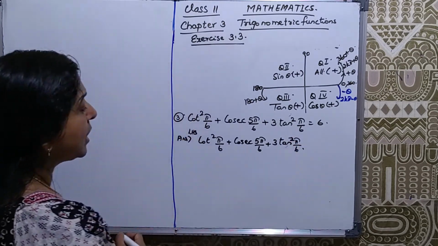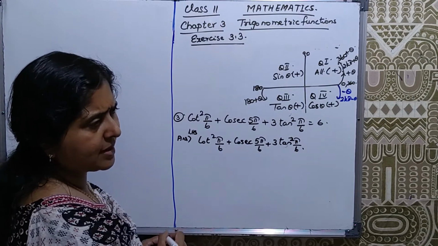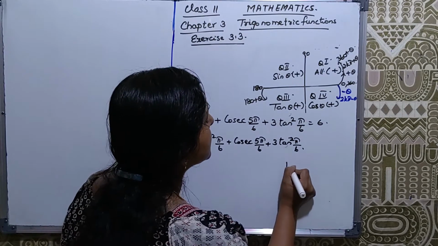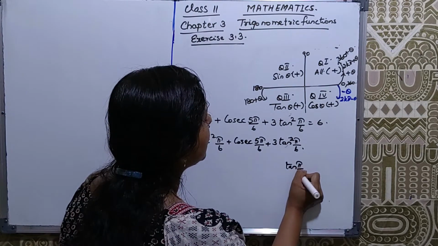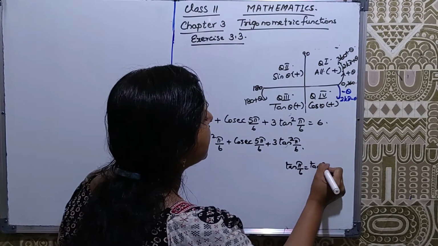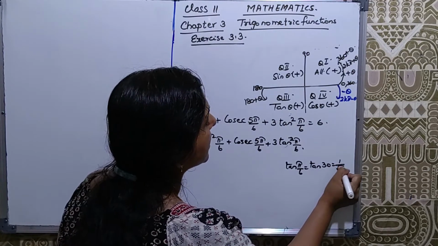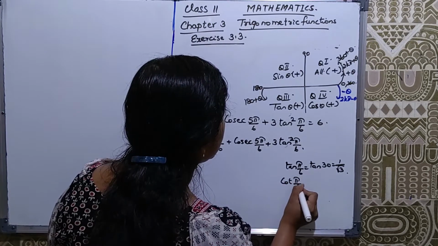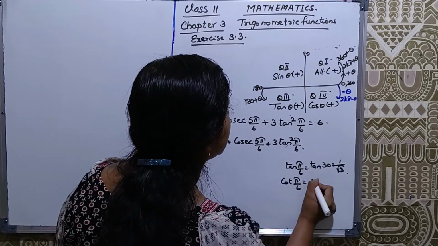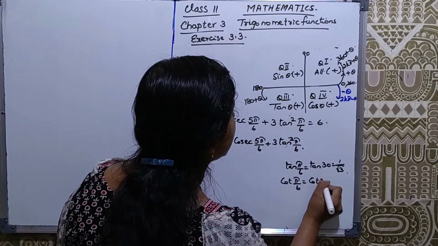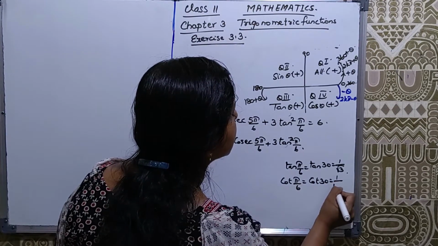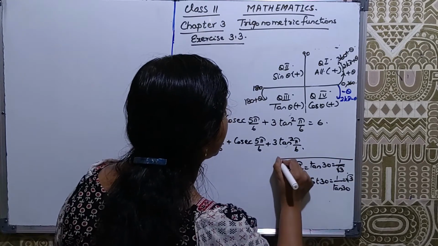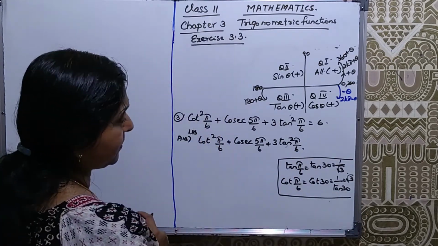Cot pi by 6 is cot 30. So cot 30 is the reciprocal of tan 30. Tan pi by 6 equal to tan 30, and tan 30 is actually 1 by root 3. So cot pi by 6 is cot 30 itself, the reciprocal of tan 30. So that is equal to root 3, or you can learn it by heart directly. Now we got cot pi by 6.